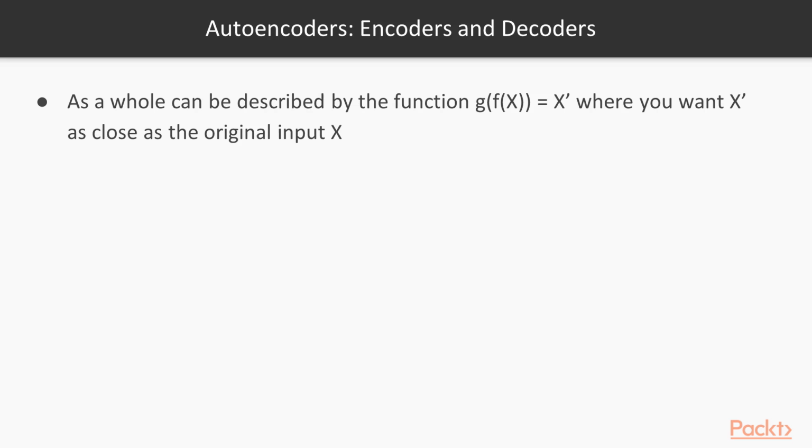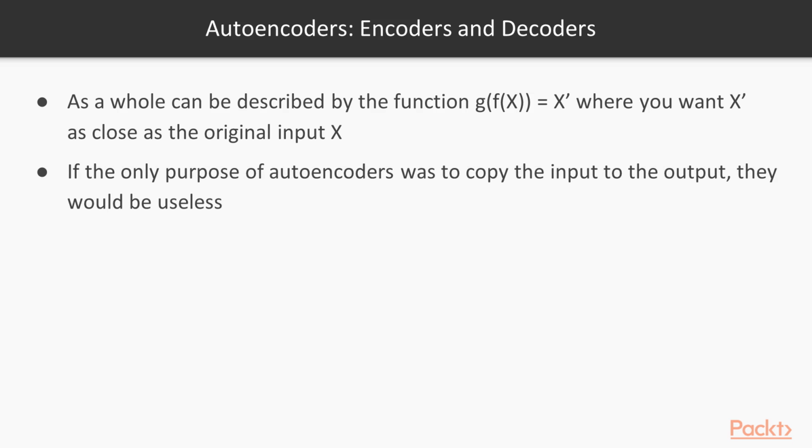So the autoencoder as a whole can thus be described by the function g of f of x equal to x dash, where we want x dash to be as close as possible to the original input x. So in mathematical terms, this was the definition of an autoencoder.